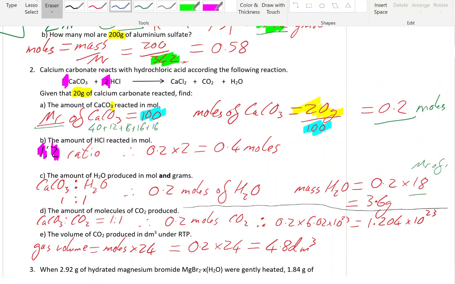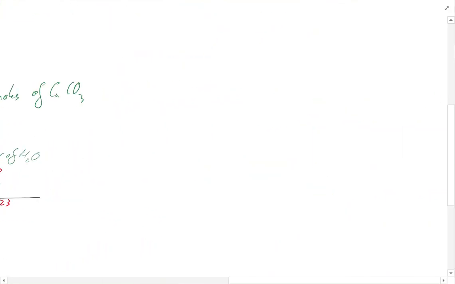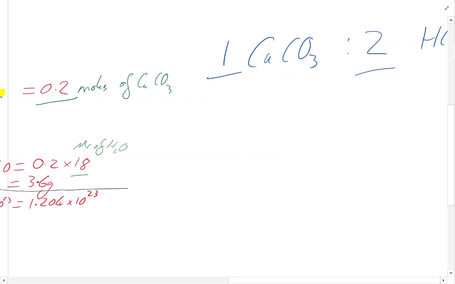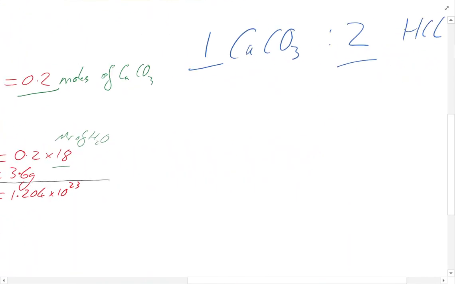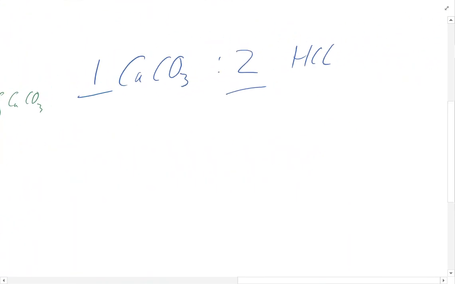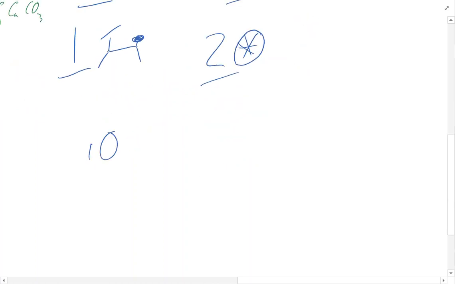So just taking you back a little bit, I'm going to show you a blank space. If calcium carbonate is in a 1 to 2 ratio with HCl, what this is saying is this would be my bike frame, and these would be my wheels, and I need 2 wheels to 1 bike frame. If you had 10 frames, I would need 20 wheels.